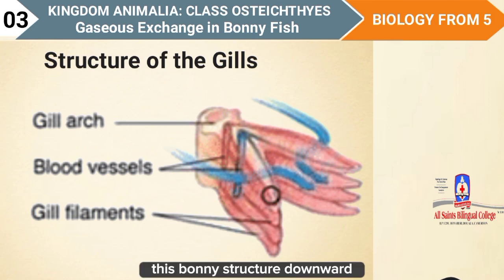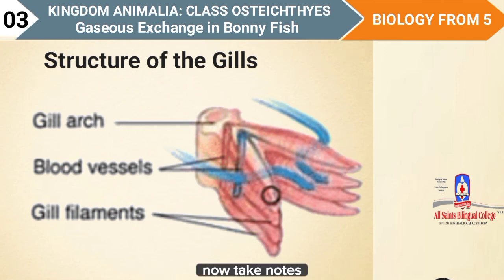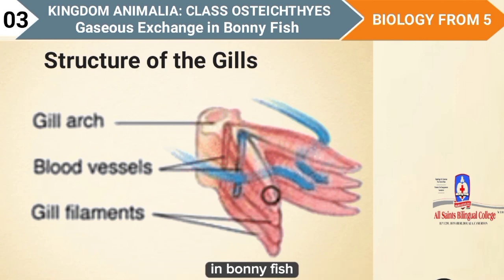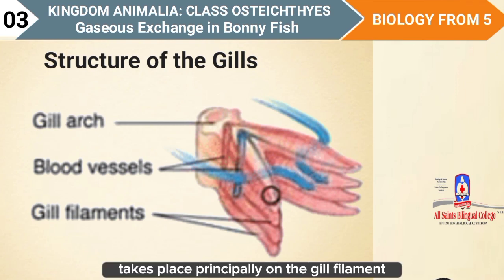This bony structure downward, we call it the gill arch, while the hair-like structures on it, we call them the gill filaments. Take note, this bony structure helps to support these gill filaments, and gaseous exchange in bony fish takes place principally on the gill filament.